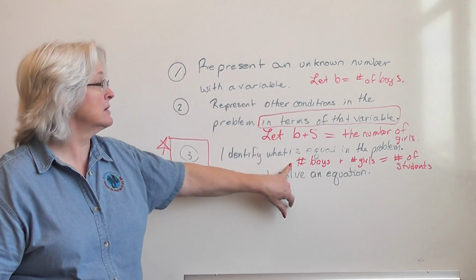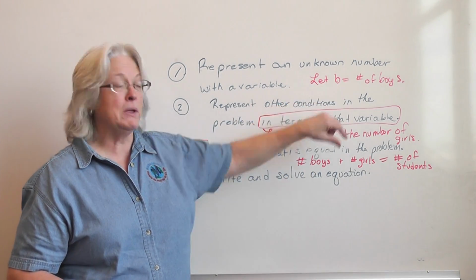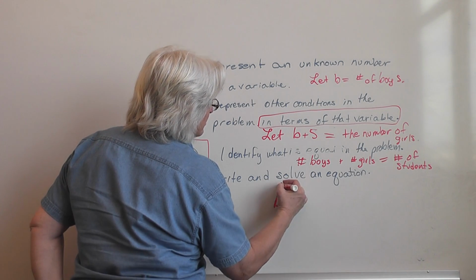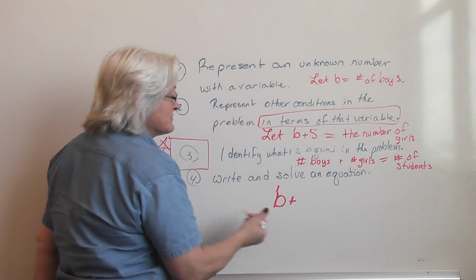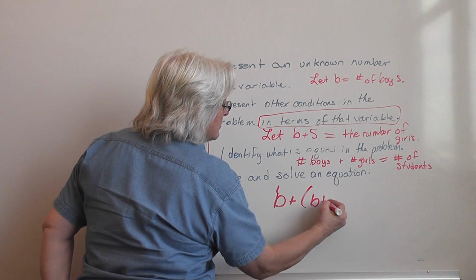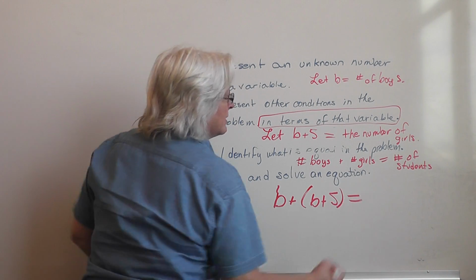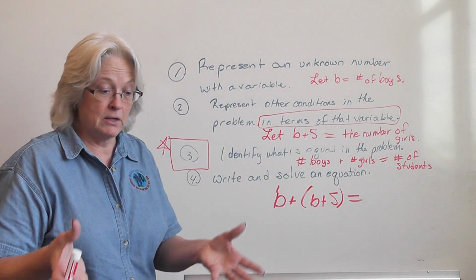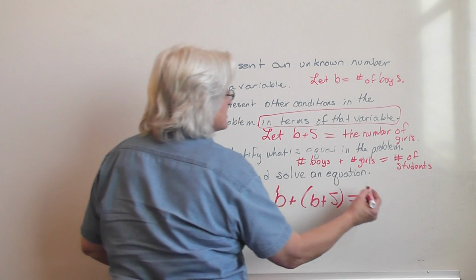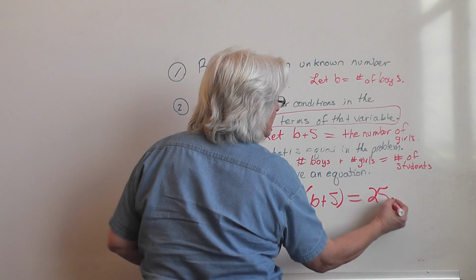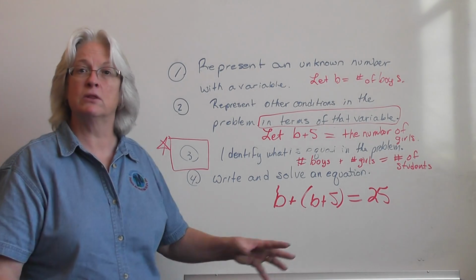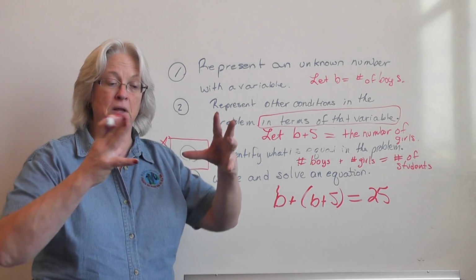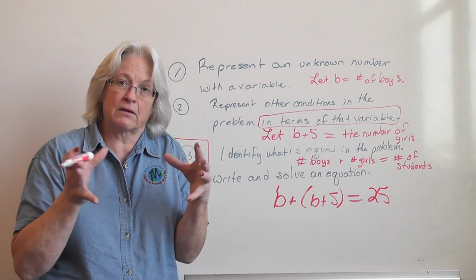What's our number of boys? We said let B be the number of boys. What's the number of girls? B plus 5 is the number of girls. What did I say in the problem was the total number of students? Yeah, I said that he had 25 students in his class. So here we have an equation that we can solve. We enclosed B plus 5 in parentheses because that goes together.